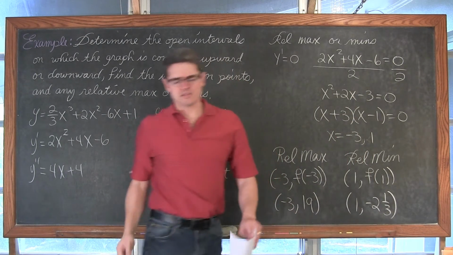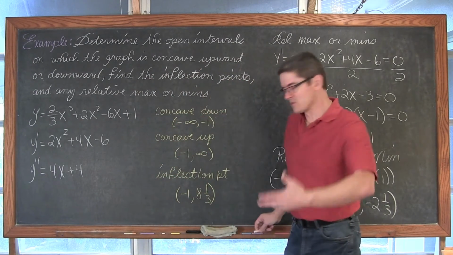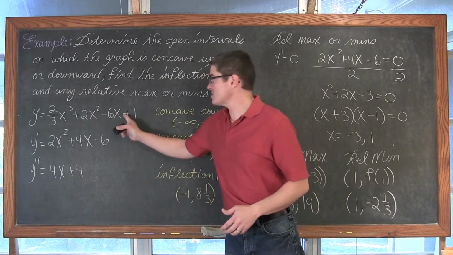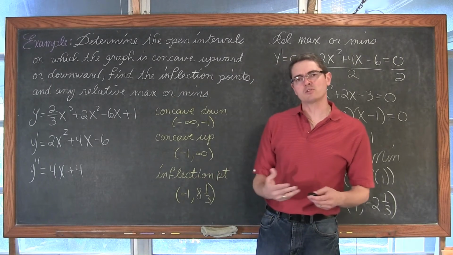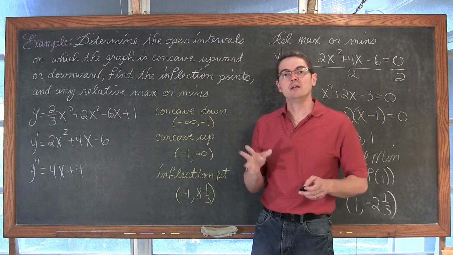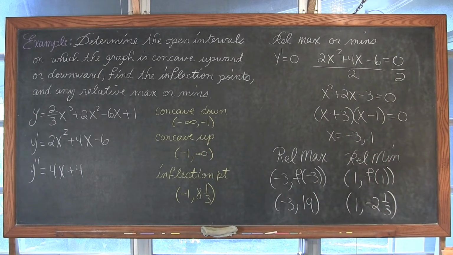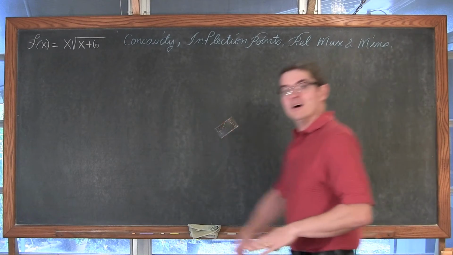Okay, on to the next example. Obviously, I want to go harder as we get through our examples. So this was a basic polynomial. Our next function is going to involve finding the derivative using the product rule and deal with some square roots.